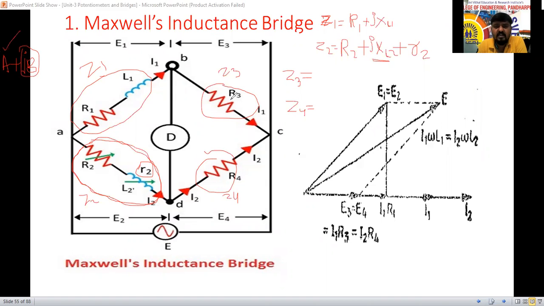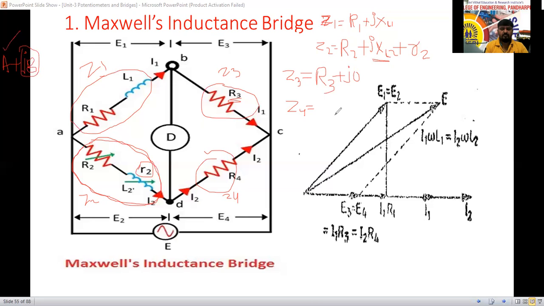There is no imaginary term, only real term is there. We can tell Z3 equal to R3 directly. Z3 equal to R3 plus J0, 0 we can use here now. The imaginary term here is zero. There is no reactance at all over there.